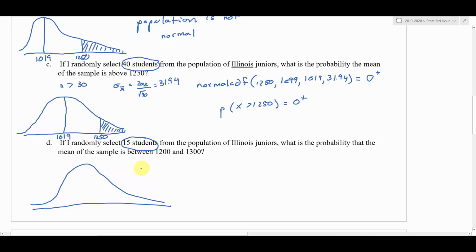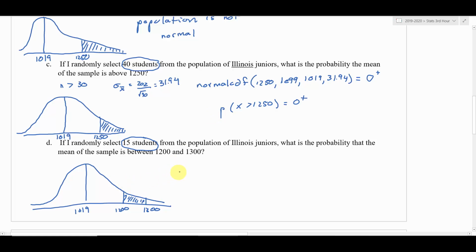All right, and you can still mark the center. Right, so you can still put your 1019 there, and they want to know the probability that the scores are between 1200 and 1300, right? So 1200 would be here, 1300 would be here, and they want this area. The problem is the area underneath the curve, it's not the area underneath the normal curve. So we can't use normal CDF on this yet.